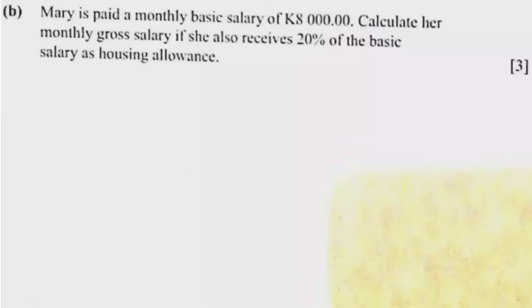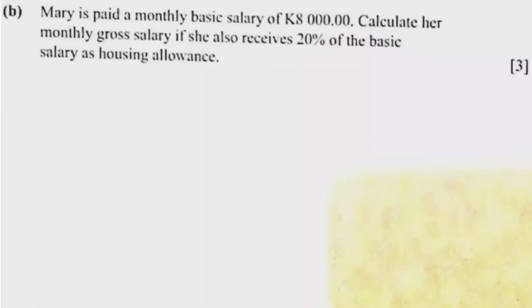They make gross salary before you deduct any deductions. So in a gross salary, there are no deductions, but there are allowances. So what we need to do is just find the sum of the allowance and the basic salary. So let's go ahead and find the gross salary.